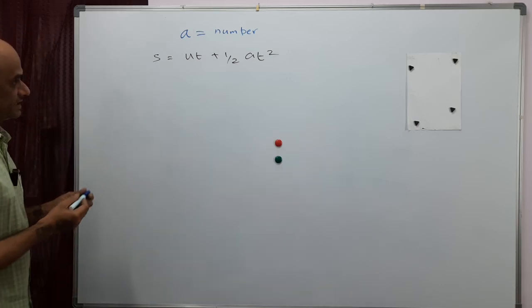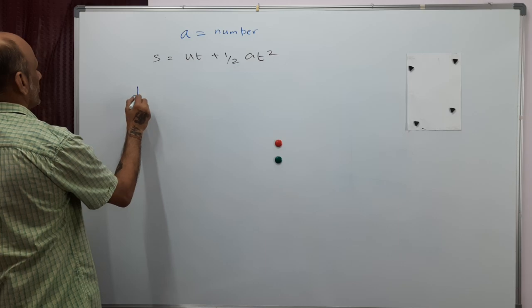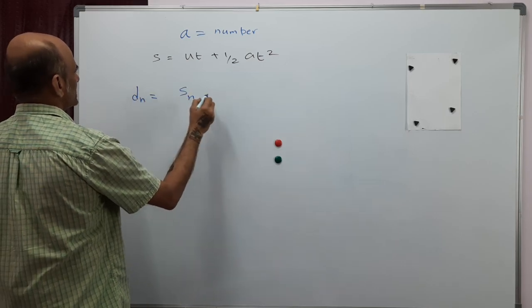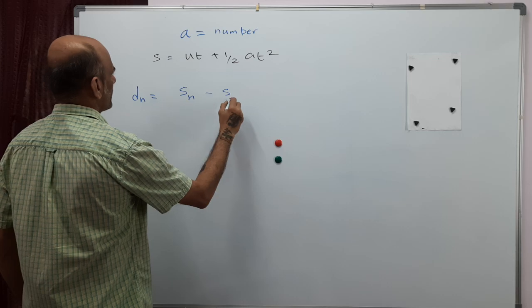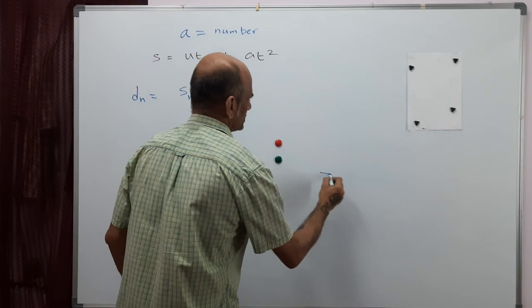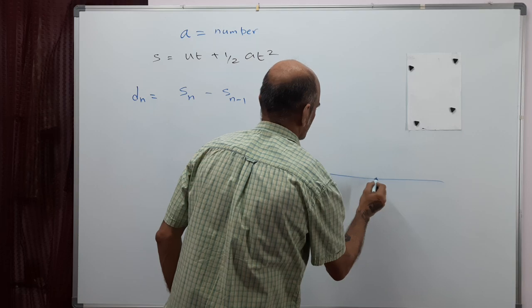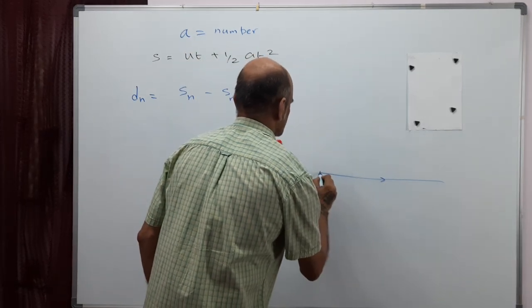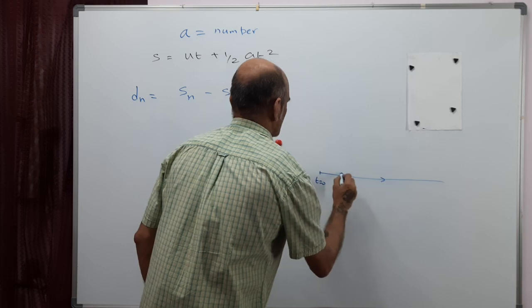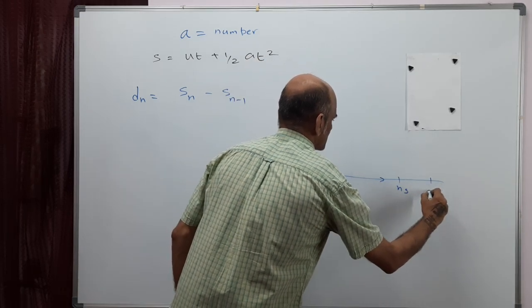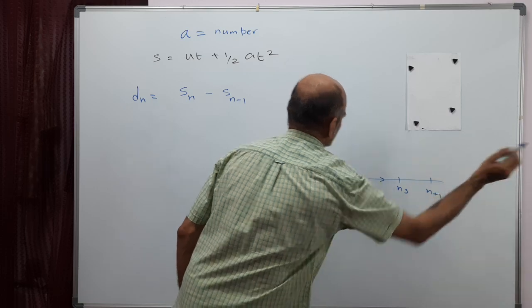So the distance traveled in the nth second is the distance traveled in n seconds minus the distance traveled in n minus 1 seconds. So the motion is along the x-axis like this. Say this is t equal to 0, t equal to 1 second, and here it is at n seconds, at n plus 1 second, it is here, at n plus 2 like that.